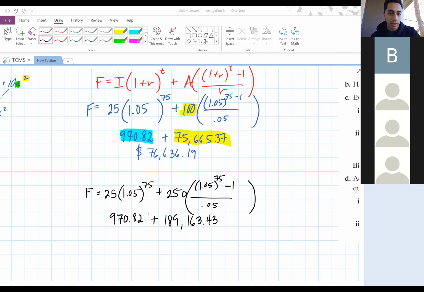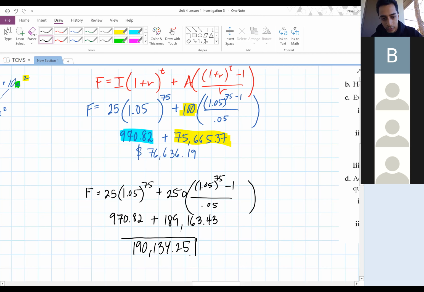She went much higher than what she initially wanted to. But if we add everything up, we arrive at this final total. Okay, so if she were to deposit $250 a year instead of just 100, she can actually reach up to $190,134.25.